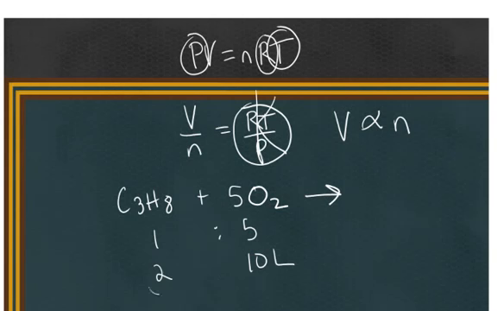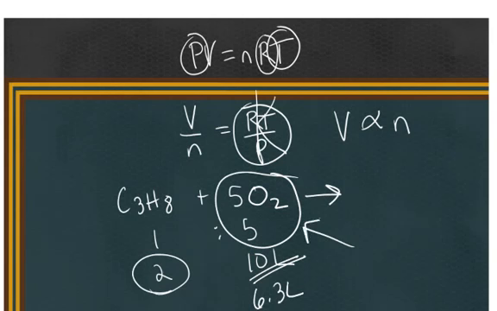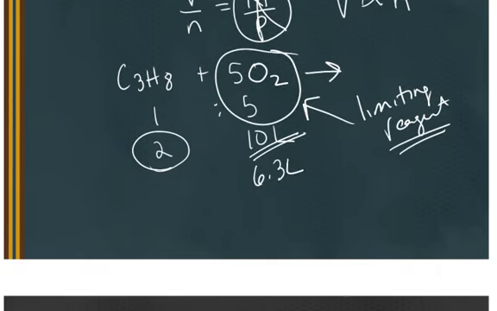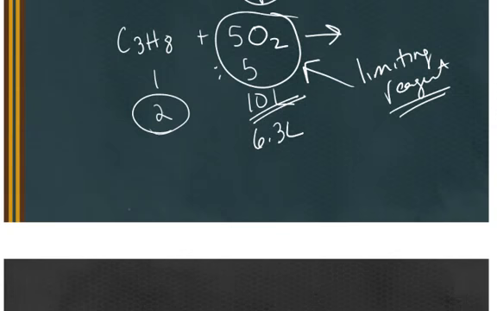We are given 2 liters of propane gas, so we would need 10 liters to react all of it away, but we only have 6.3 liters. That tells me that oxygen is my limiting reagent. Knowing that oxygen is my limiting reagent, I can calculate how much carbon dioxide will be formed across this chemical change. So we've just discovered that oxygen is the limiting reagent based on the volume-volume ratio.